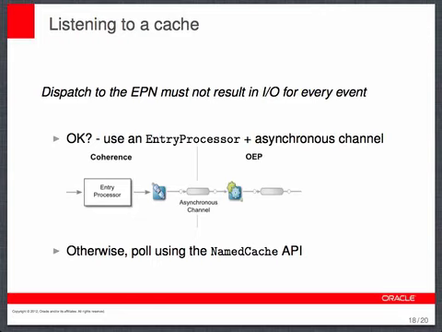It's fine if you know that the average wait time here is going to be very small. Otherwise, if this is a more one-to-one relationship, if everything that this does is going to result in an operation here, don't use an entry processor, don't use a server-side thread, have the OEP side of it synchronously poll using the NamedCache API and pull the information out of the cache.